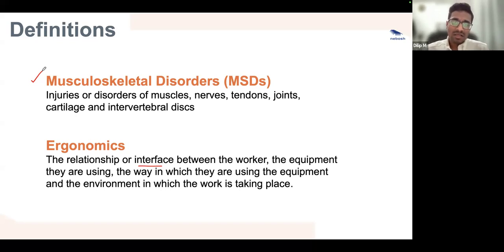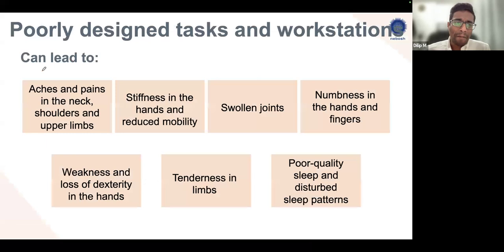So ergonomics is about the relationship between the worker and the environment, and between the worker and the equipment they are using. So, poorly designed task and workstation. If the task is designed poorly, or if the workstation setup is poor, it can lead to aches and pains in the neck, shoulders, and upper limbs.